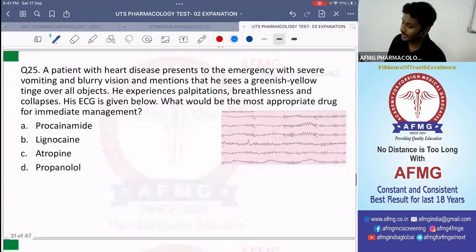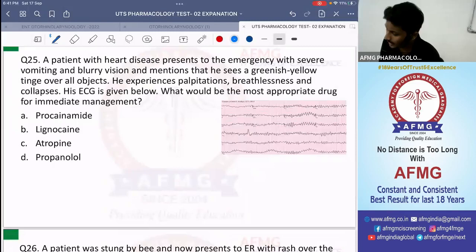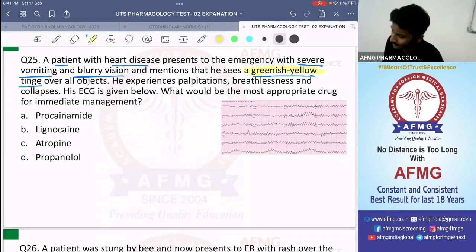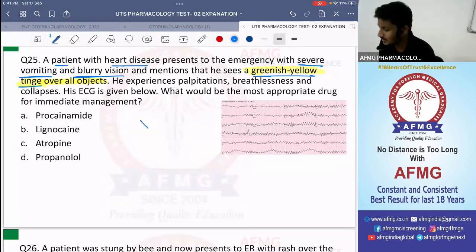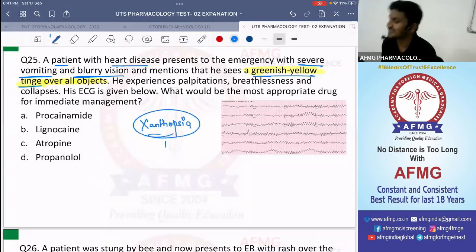चलो आगे. Question number 25 now. A patient with heart disease presents to the emergency with severe vomiting and blurry vision and mentions that he sees a greenish yellow tinge all over all the objects. ठीक है? Greenish yellow tinge over all the objects. मतलब he is having a yellow vision, and yellow vision is what is called as xanthopsia, and the xanthopsia is a side effect of. Very good.